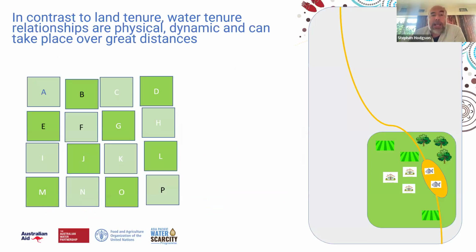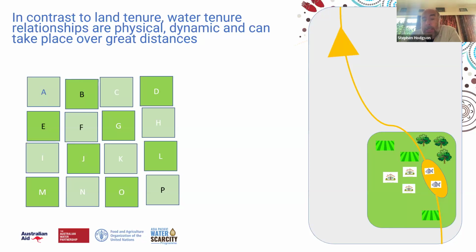So unlike land tenure, water tenure relationships are physical, dynamic, and can operate over great distances. On the slide on the left, with some land plots, if I'm the owner of land plot A, I have a physical relationship with my neighbors B and E, possibly with F, but my relationship with the other landowners is purely social, purely constructed. However, for water tenure, it's a little bit more complex.